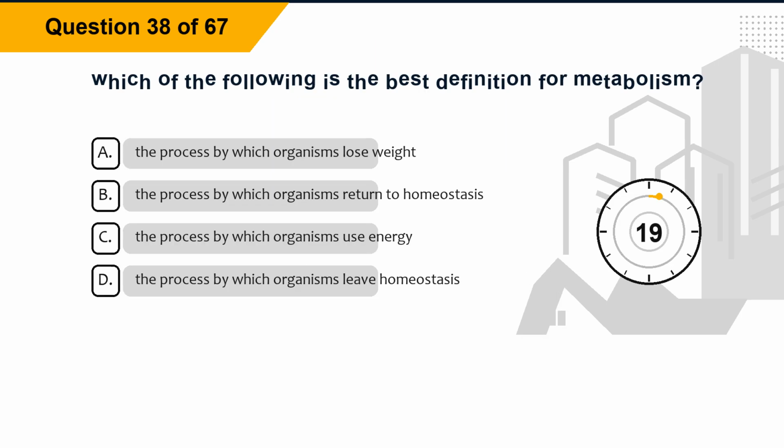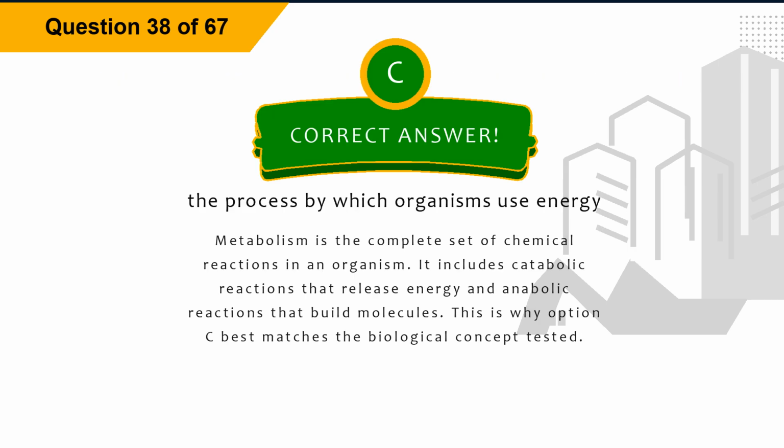Question 38. Which of the following is the best definition for metabolism? Option A, the process by which organisms lose weight. Option B, the process by which organisms return to homeostasis. Option C, the process by which organisms use energy. Option D, the process by which organisms leave homeostasis. The correct answer is option C, the process by which organisms use energy. Explanation. Metabolism is the complete set of chemical reactions in an organism. It includes catabolic reactions that release energy and anabolic reactions that build molecules. This is why option C best matches the biological concept tested.